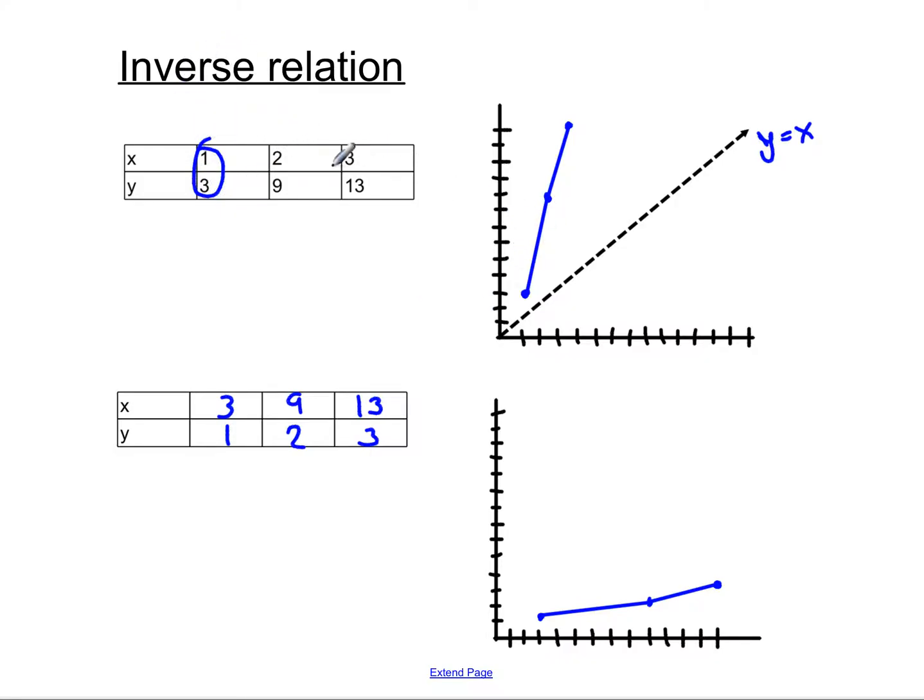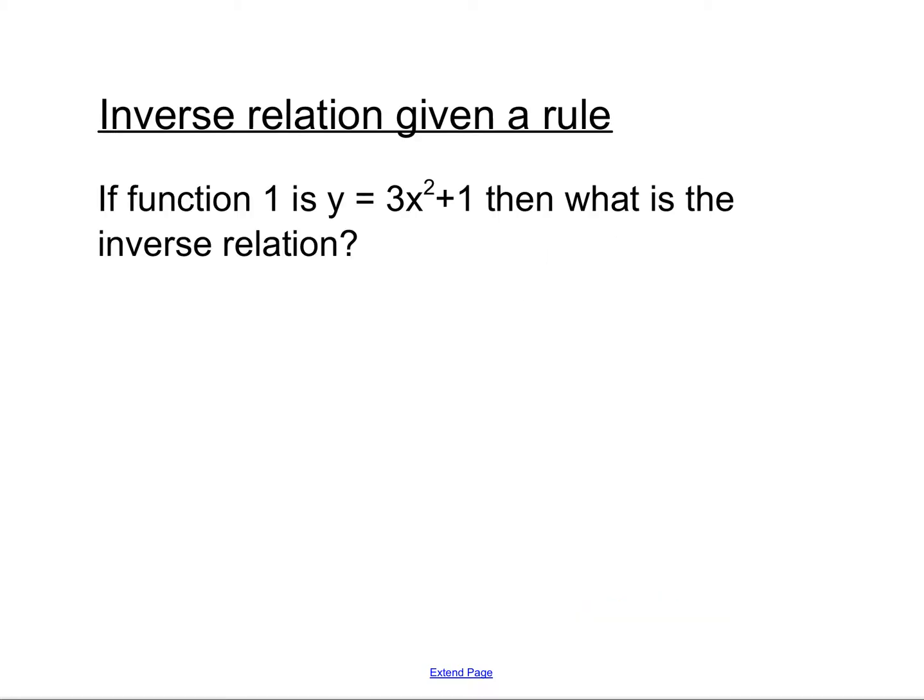And how do we map the points? Well, simply by flipping the x and the y. So what if we have a rule? How do we do this? Well, I said you just switch the x and y, and that's exactly right. So here we have y equals 3x squared plus 1. What is the inverse relation of this function number 1? Well, it would be x equals 3y squared plus 1.